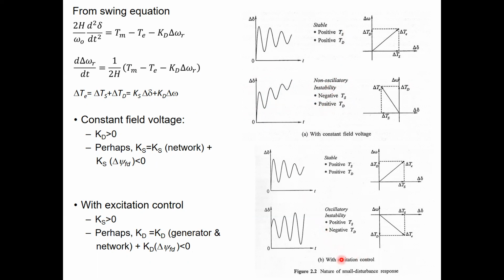And if you consider excitation control, that means with AVR included, then again it can be the case that both TS and TD are positive, and you get a stable response. And if you have positive TS but TD is negative, then you will have an oscillatory instability. That means increasing amplitude of oscillation here, right? So positive TS and negative TD give you oscillatory instability here. So that's with the constant field voltage.